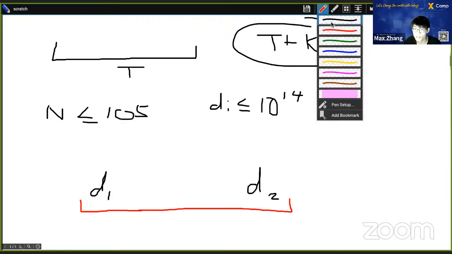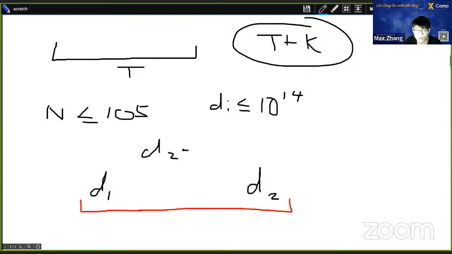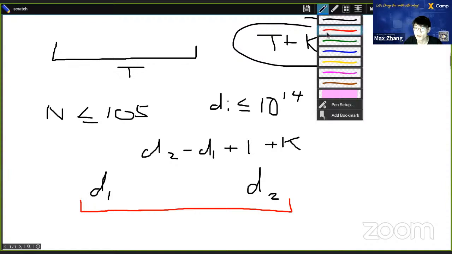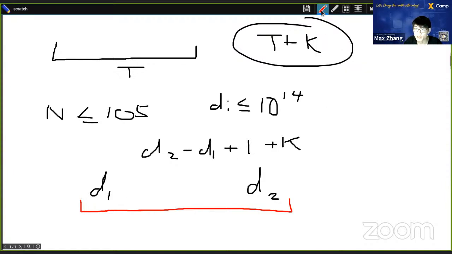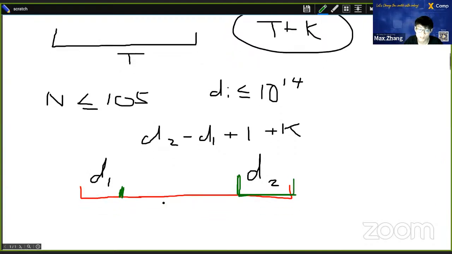And this will cost D2 minus D1 plus 1, and then plus K. Or our other option is we end our old subscription. If we're going to end it, we might as well end it right after D1, and then we start a new subscription starting from D2. And the alternative cost of that would be 1 plus 1, so 2, plus 2K.